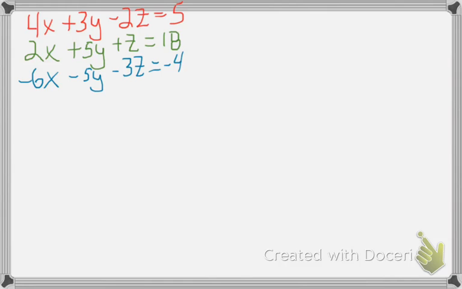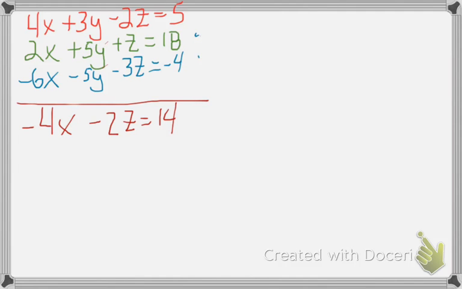So if you look at this problem, if we look at equation number 2 and equation number 3, notice how we have a 5y here and a negative 5y here. We can just add those two equations, and notice we get negative 4x. The y's cancel out, and we have minus 2z equals 14. That one was pretty easy because the 5y's already canceled out.